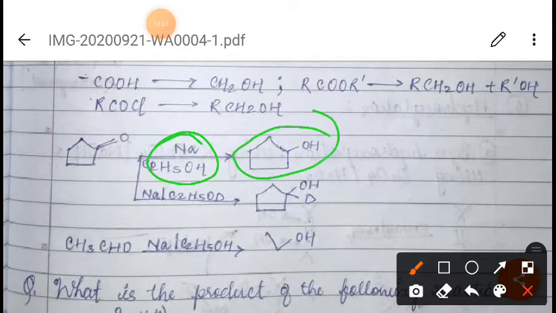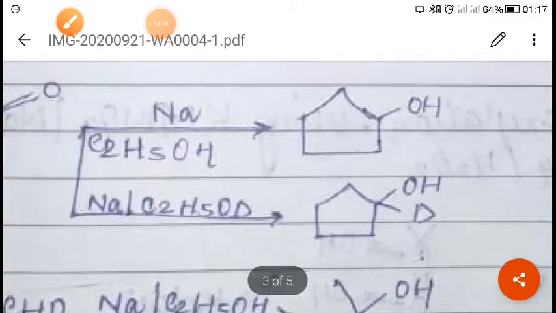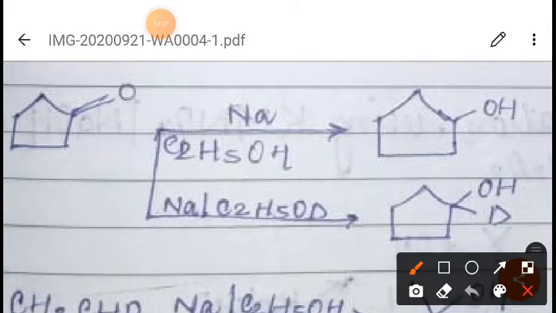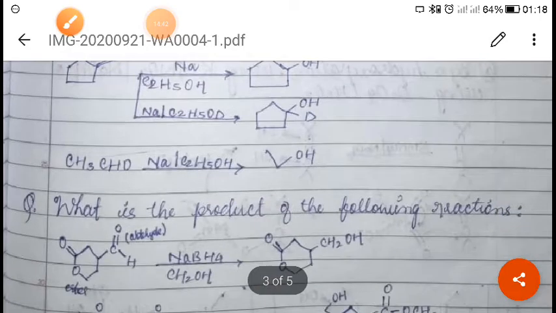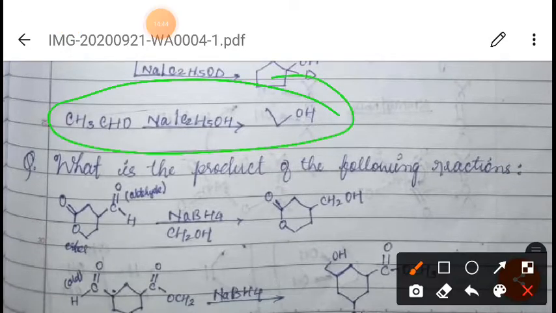Now again, in place of this alcohol, always remember that the OH hydrogen is coming from here. Always remember that, because when we are using this, as you can see, the hydrogen is coming from here. If we are using Na and C2H5OD, deuterium, at that time here there will be D, and this D will come from here. Always remember this. Now next is this one, it will form OH here.